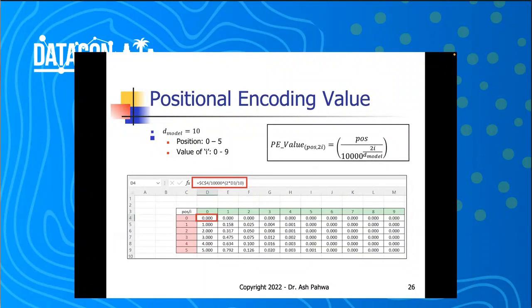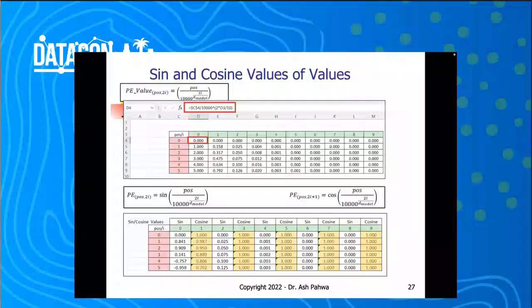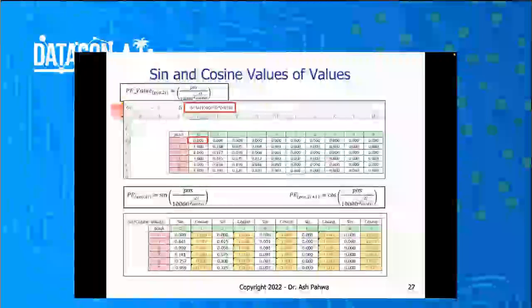As you can see, first of all, you compute that formula. The value of the positional encoding is the position divided by 10,000 raised to the power of 2i divided by the size of the model. Suppose my d_model is 10, I can compute all of these numbers in Excel. Then I'm just going to take the sine and cosine values. Now as you can see, those are my values, and here I take sine, cosine, sine, cosine, sine, cosine. So that's the positional encoding.